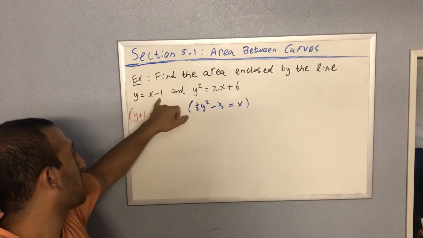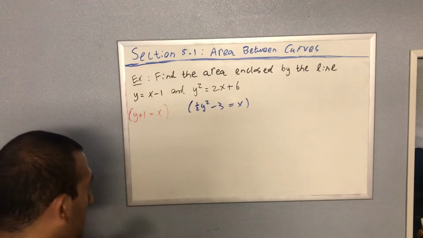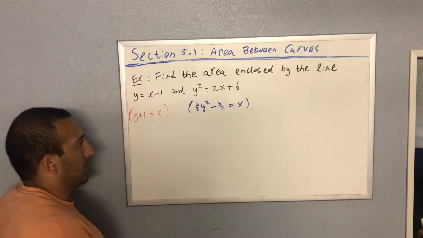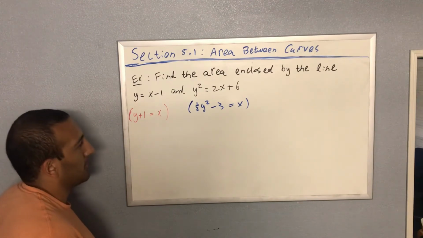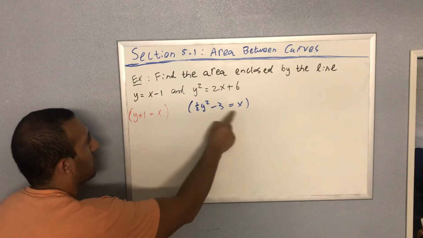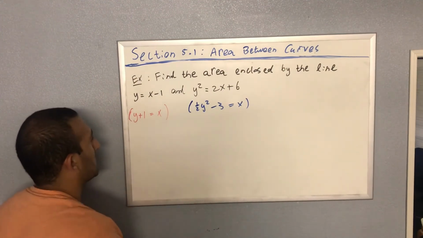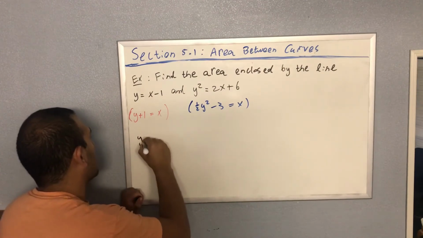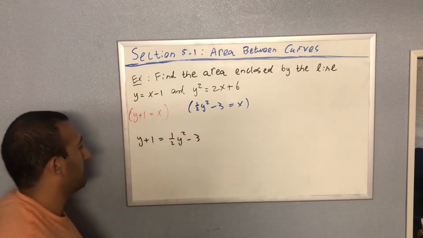You can square this to turn it into y squared, and then set both of these equal. So what I mean by that, or would it be easier, or maybe that's one option, or the other option is, since both of these equal x, what you can do is just set each of these two equal to each other. So you can take y plus 1 equals 1/2 y squared minus 3.